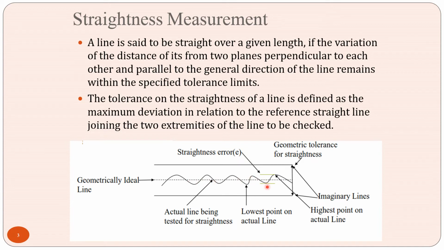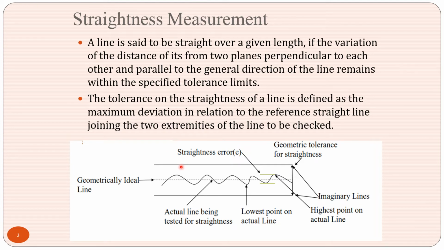The difference between the highest point and the lowest point is called the straightness error. That has to be avoided. Otherwise, the matching of two components will lead to some error. So the error should be avoided. For this only we are going to have this straightness measurement. It is said to be given over a length.